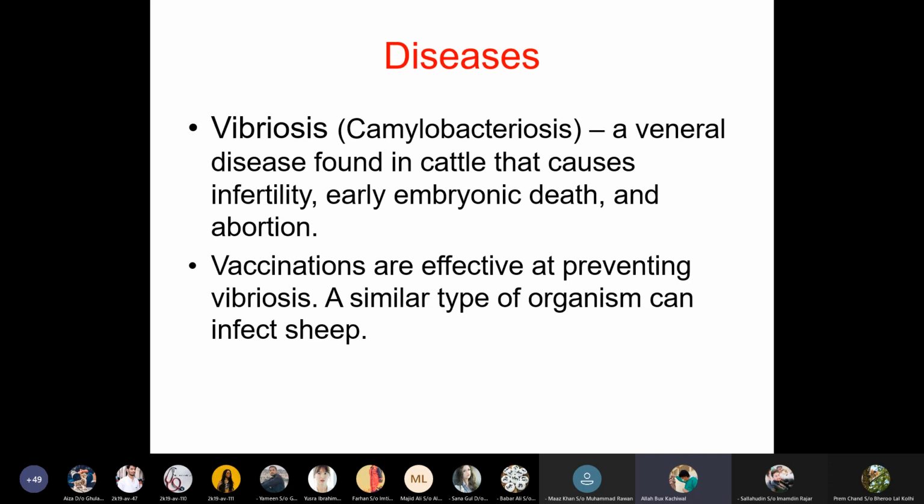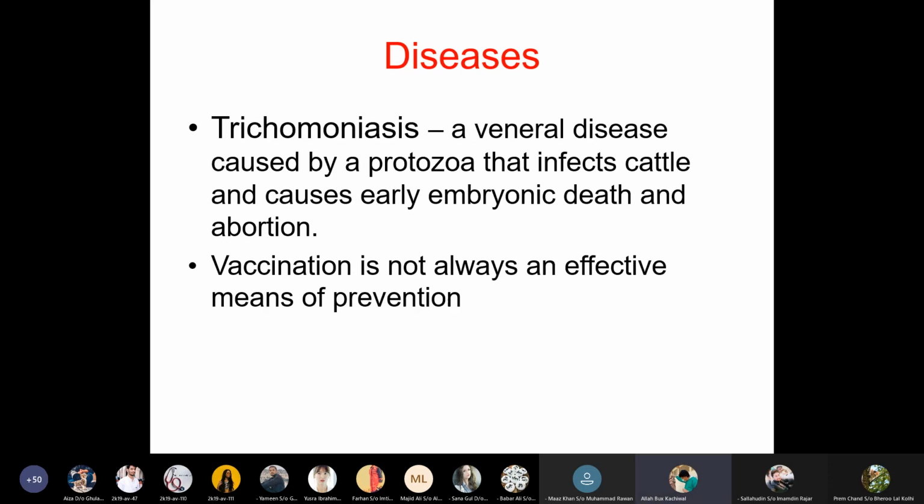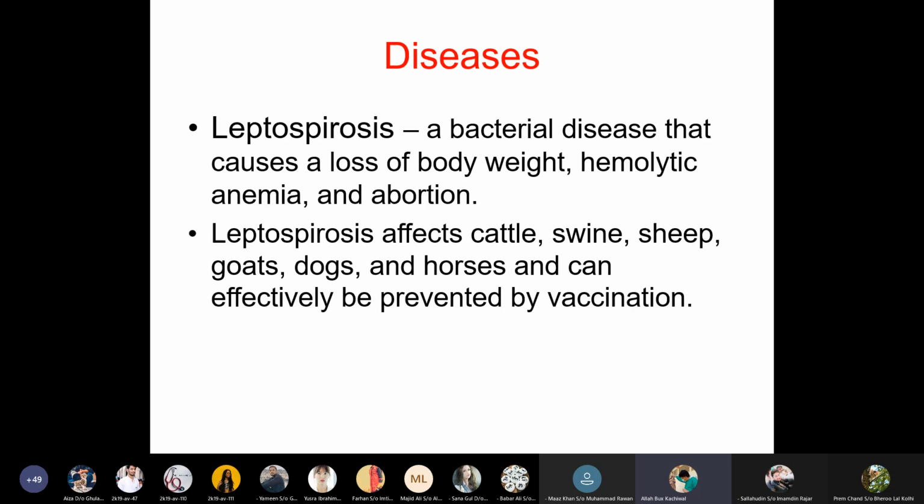A similar type of organism can infect sheep. Trichomonosis is a venereal disease caused by a protozoa that infects cattle, causes early embryonic death and abortion. Vaccination is not always an effective means of prevention.